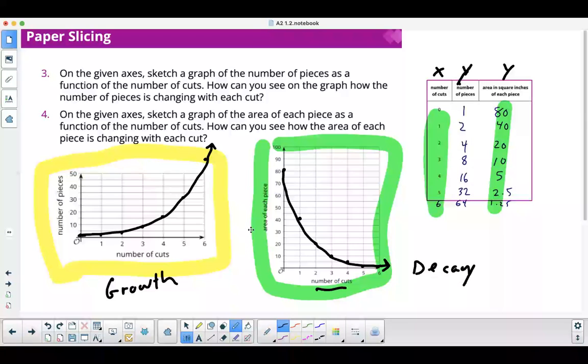So let's read the rest of the question here. How can you see on the graph how the number of pieces is changing with each cut? You can just see them growing, and then in the yellow one, and then the green one, you can see it decaying.